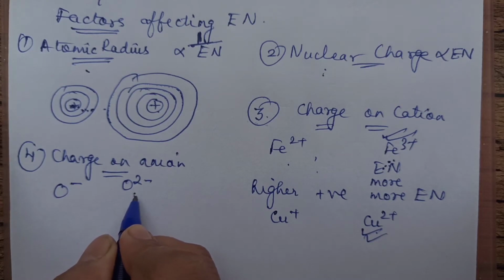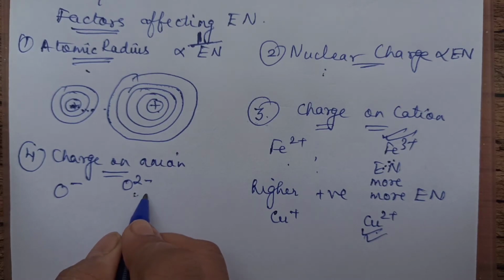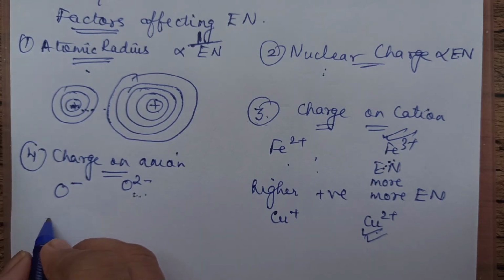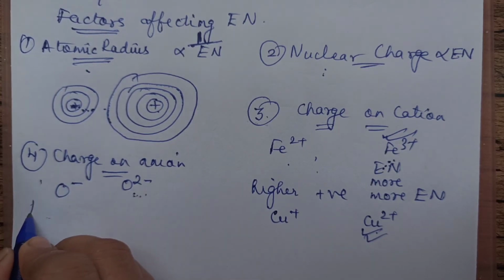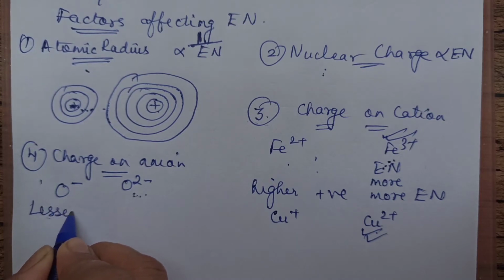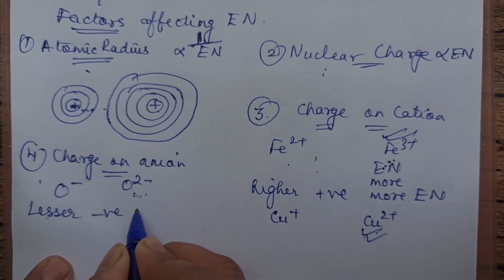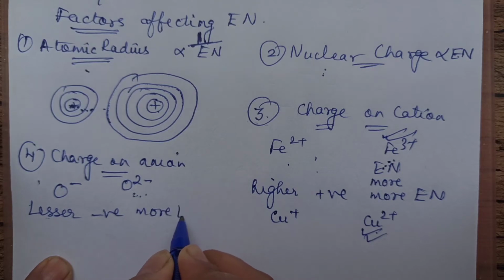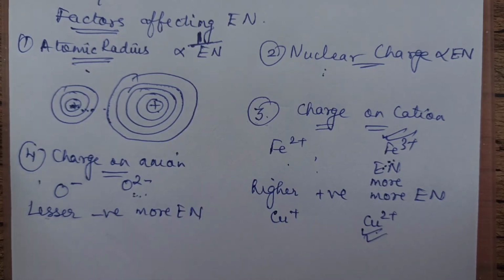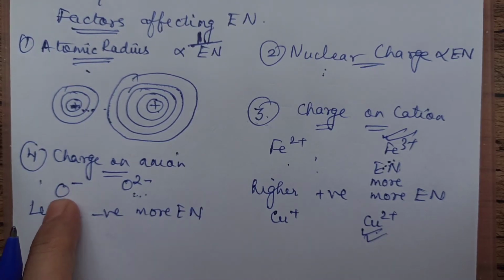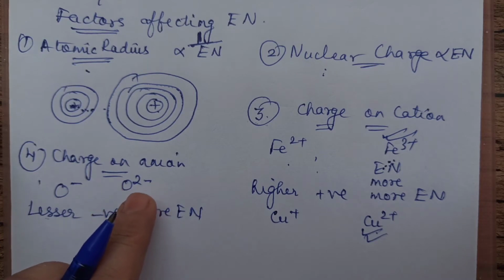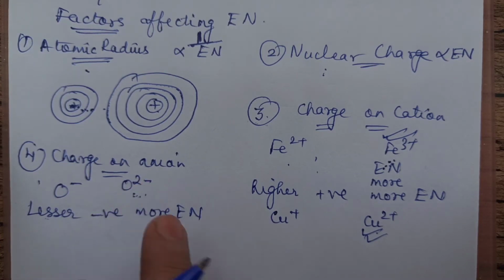This will not, it will be larger in size also. So this will obviously have a lesser electronegativity. So here it will be reverse. The lesser the negative charge, the more the electronegativity. You can talk in terms of the size, you can talk in terms of the repulsion. In this case there is a repulsion, so it will not be able to pull the electron pair towards itself.